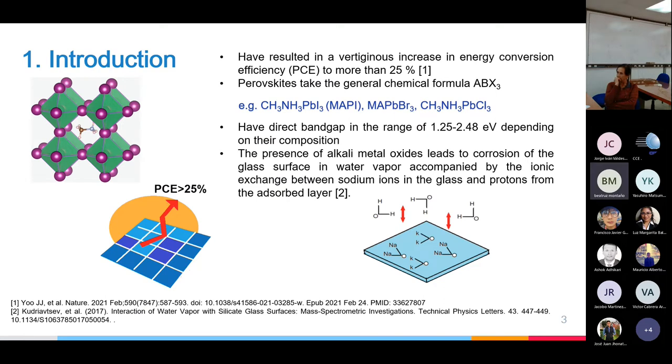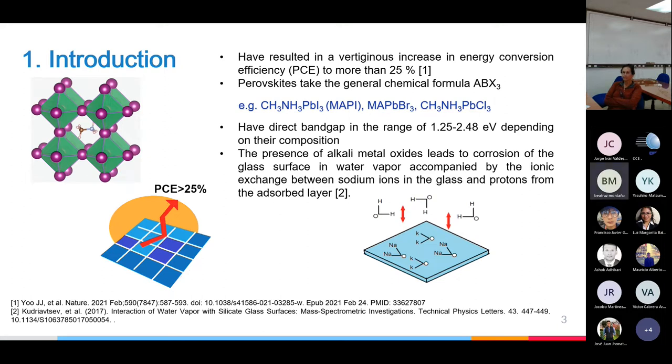In the introduction, perovskites take the general chemical formula ABX3. This material can tune the bandgap by changing the chemical composition at any of the sites of the perovskite structure. The common A sites are organic or inorganic cations like methylammonium. The B site is typically occupied by lead or tin, and the X site is usually occupied by iodide or bromide. Hybrid perovskites have resulted in a vertiginous increase in energy conversion efficiency, more than 25%, demonstrating great success as absorbers in solar cells.